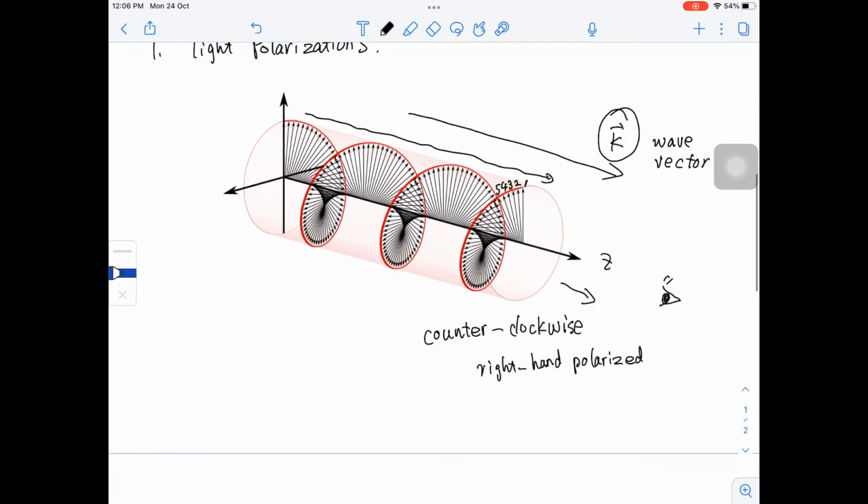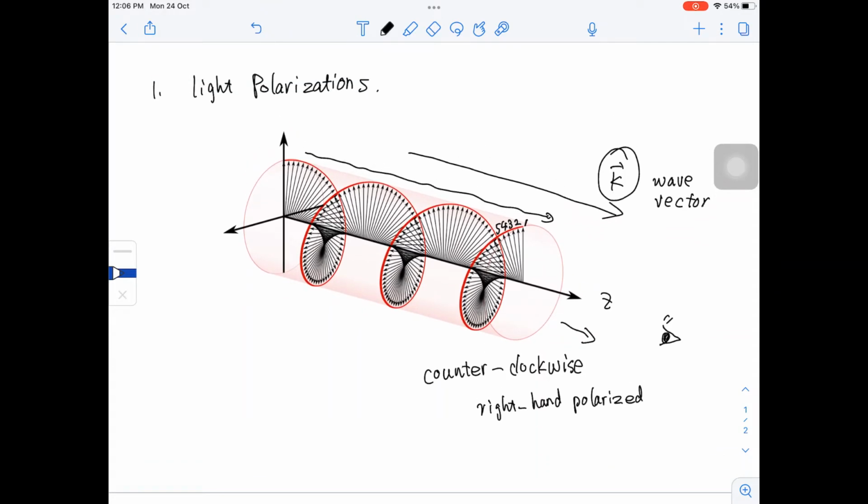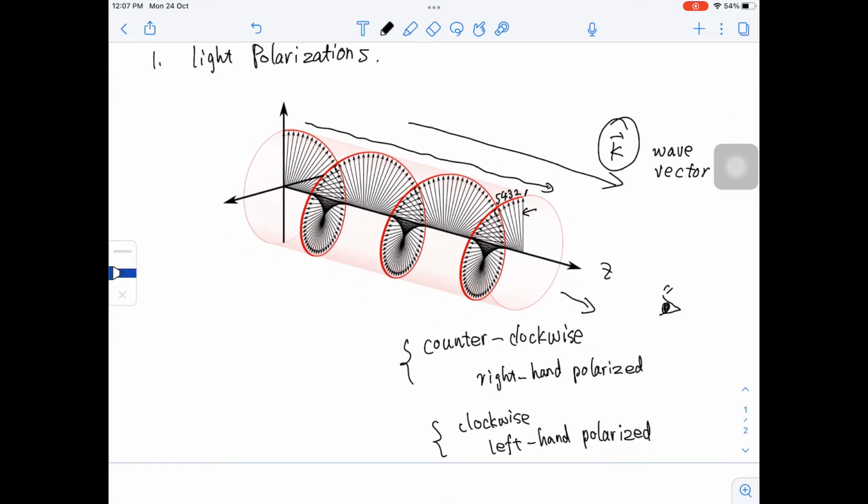Okay, and if this vector rotates clockwise, then we call it left hand polarized. Okay, let's remember this combination. And when you define the light polarization, circularly polarized light, whichever handedness you use, you need to always sit as the observer.